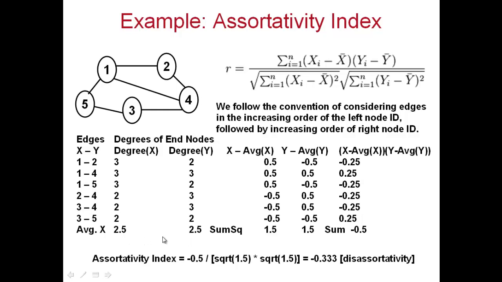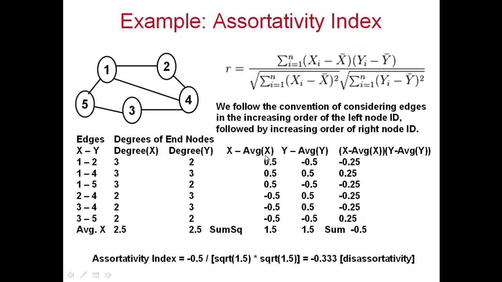Now this is just coincidental for this example, it may not always be the same average value. So then what you do is X minus average of X. So the degree values 3 minus 2.5, so that is 0.5. 3 minus 2.5 is 0.5 and so on. Similarly, take the difference of Y minus average Y. 2 minus 2.5 is negative 0.5. 3 minus 2.5 is 0.5 and so on.